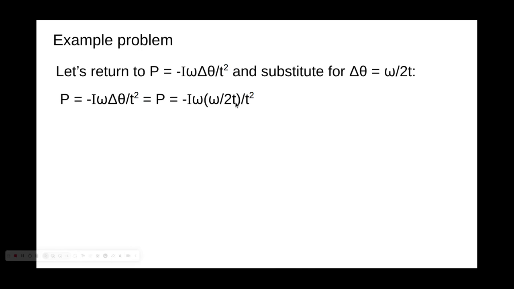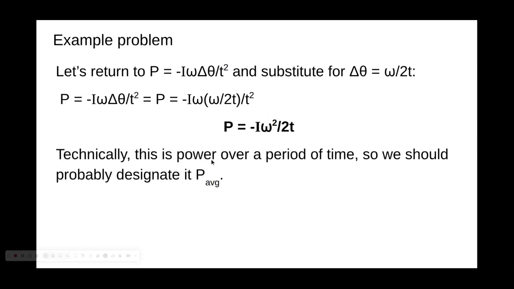And again, this gets complicated mathematically. We have a denominator and we have another denominator, but basically one of these things is going to cancel out. This is going to square. And so now we have a formula. Power is negative moment of inertia times angular velocity squared divided by 2 times time. And that pretty much fits the bill. This has only the three variables that we were asked to find or to use. Technically, this is an average power because this time has some value. It's not instantaneous. So really, we probably should have designated that as power average.